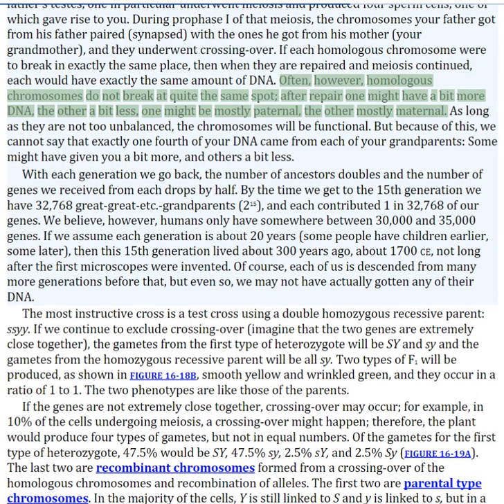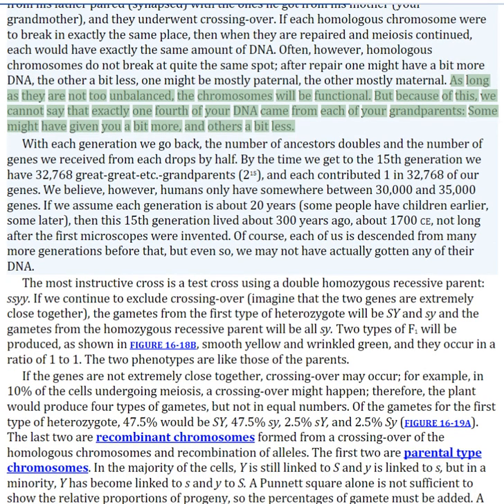Often, however, homologous chromosomes do not break at quite the same spot. After repair, one might have a bit more DNA, the other a bit less; one might be mostly paternal, the other mostly maternal. As long as they are not too unbalanced, the chromosomes will be functional. But because of this, we cannot say that exactly 1/4 of your DNA came from each of your grandparents. Some might have given you a bit more, and others a bit less.